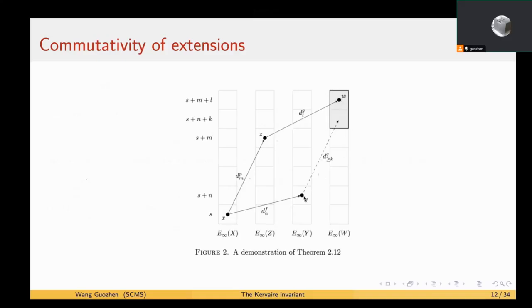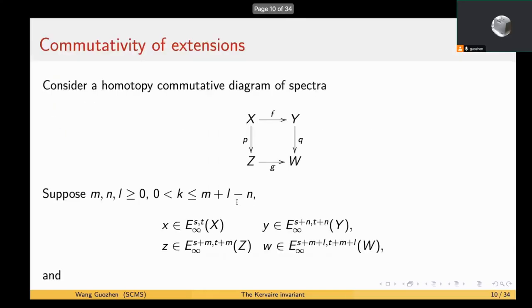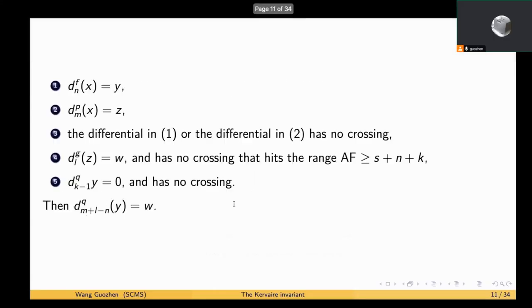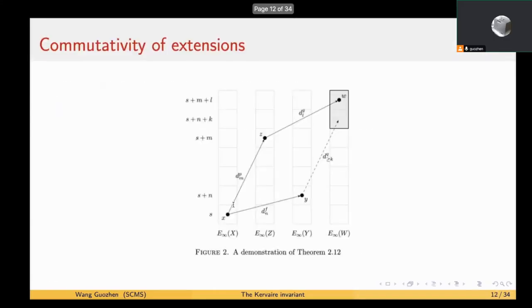And then we suppose that this extension has no crossings in this gray range. And moreover, we suppose that any representative of Y has Q extensions always lie in this gray range. Then we can conclude that there is a Q extension from Y to W. And you can see that in order for this theorem to be true, we need some crossing conditions.